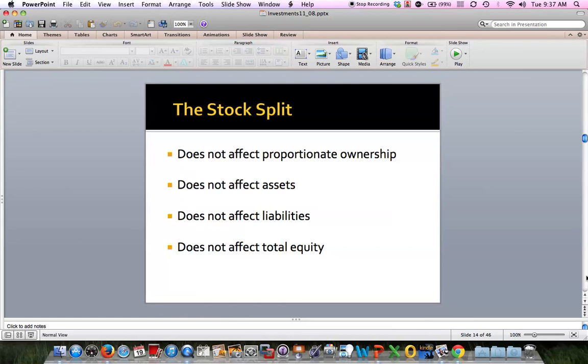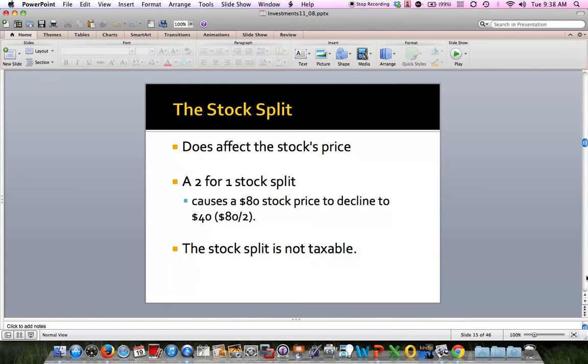Stock splits do not affect proportional ownership either. Just like a stock dividend, it does not affect assets, liabilities, or equity. It does affect the stock's price, though. For example, if there's a 2-for-1 stock split and the price per share was $80, basically we have to dilute the number of shares available, and that price per share would go down to half. And so it's a good way for a company to reduce stock price. Sometimes companies want stock price to go down so the stock is more affordable and more tradable, which ultimately results in it going up. But sometimes companies don't want their stock price to be super high, so they will do a stock split to bring the price down.